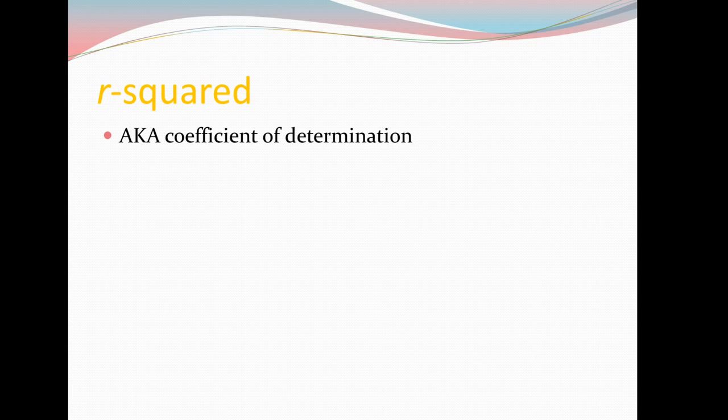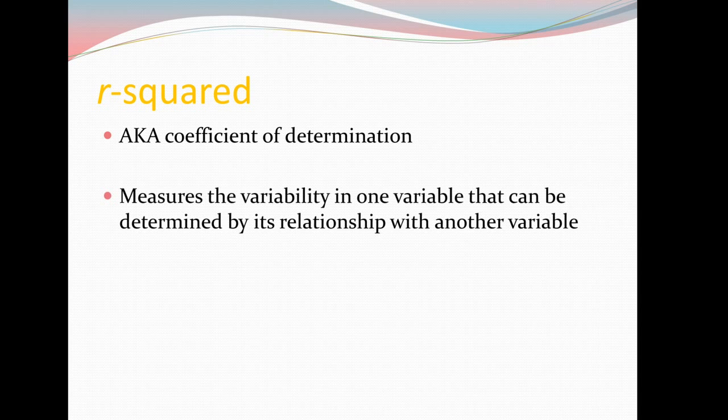R squared, also known as the coefficient of determination, measures the variability in one variable that can be determined by its relationship with another variable. Basically, it says what amount of the variability in one variable can be explained by another variable. You'll hear this most often referred to as a percentage, the R squared value.